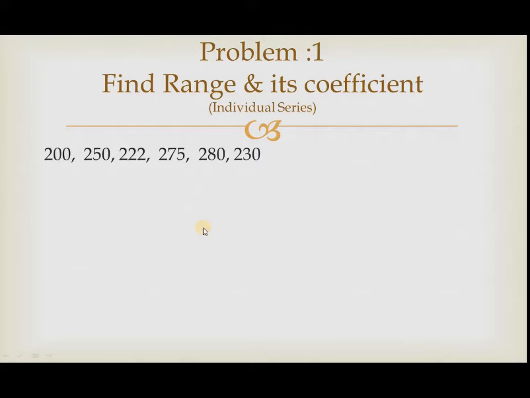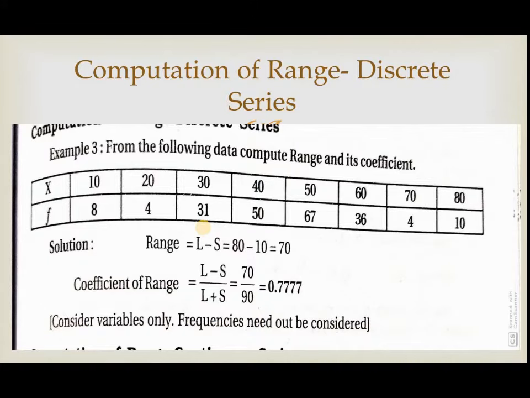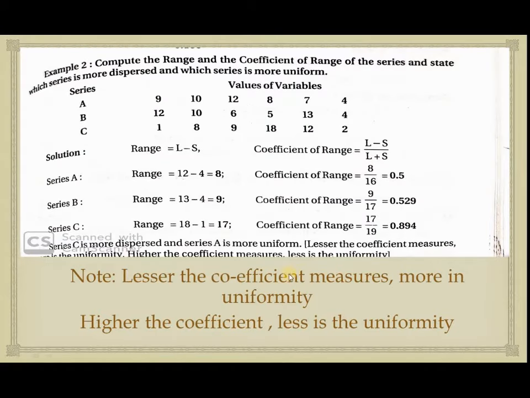And when it comes to the discrete series, we have discussed that the lesser the coefficient measure, the more the uniformity, and the higher the coefficient, the less the uniformity. This is for all, for example interquartile deviation and quartile deviation; everywhere this note will apply. Just make a note of this. If the coefficient is less, we will call it more uniformity or more consistent, and if the coefficient is high, we will call it less uniformity, less consistent, less variable.